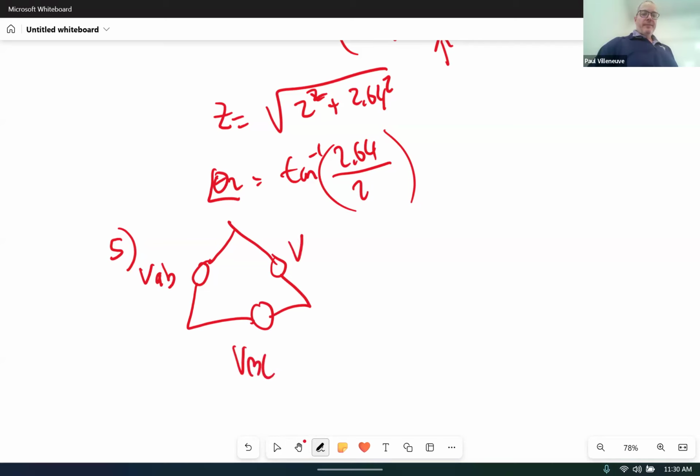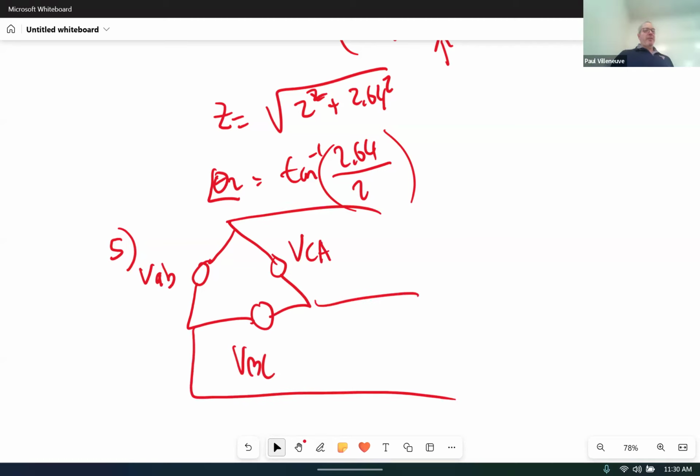VBC. I said determine the line voltages. What's the line voltage? So the line voltages are as given: 480 at an angle of whatever.